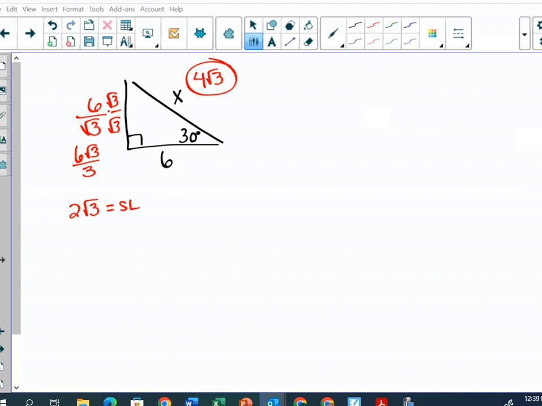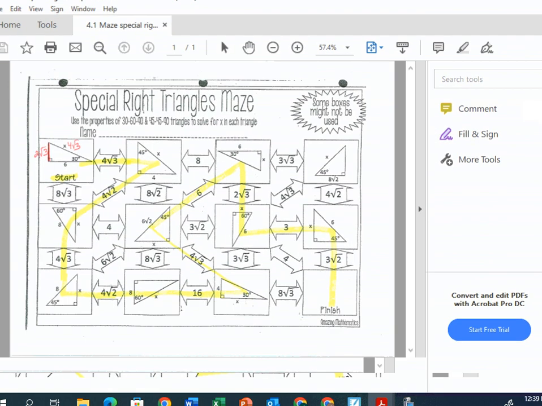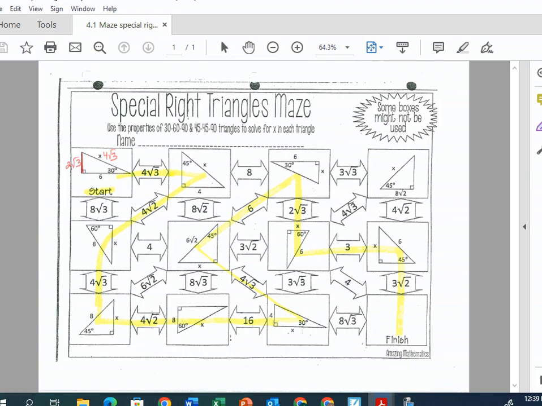Are you guys ready for the key for the maze? If you're not ready, don't look. There you go, guys. Check your maze. Hopefully you can read that okay.